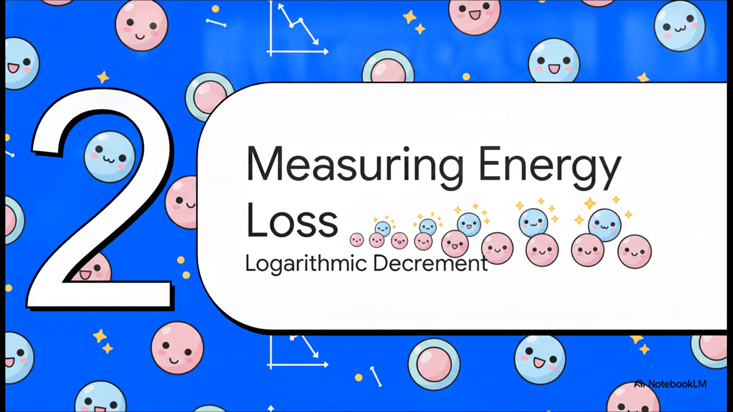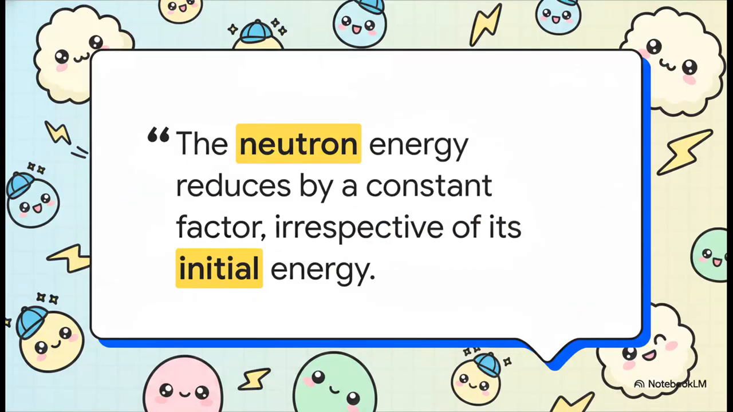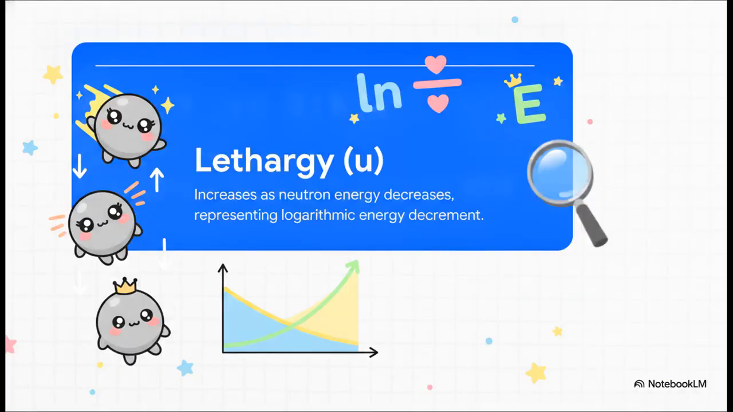Moving right along to Section 2, measuring energy loss. So, how exactly do we calculate the rate of this energy drain as the neutron pings around? Well, in an elastic collision, on average, the neutron's energy drops by a constant factor, and that's completely regardless of its initial energy. The ratio of E1 to E2 stays constant. Basically, the neutron is shedding a steady percentage of its speed with every single crash, rather than losing a flat linear amount.